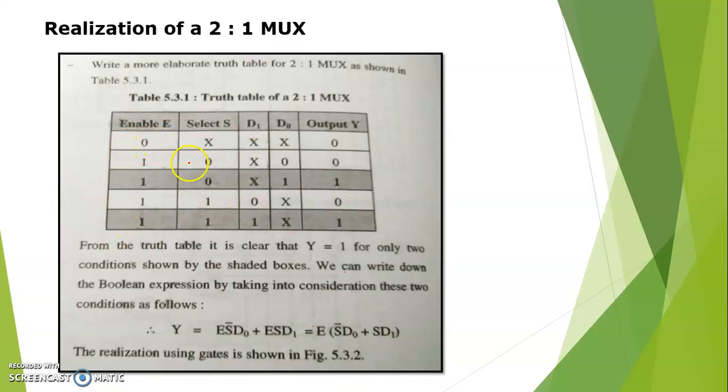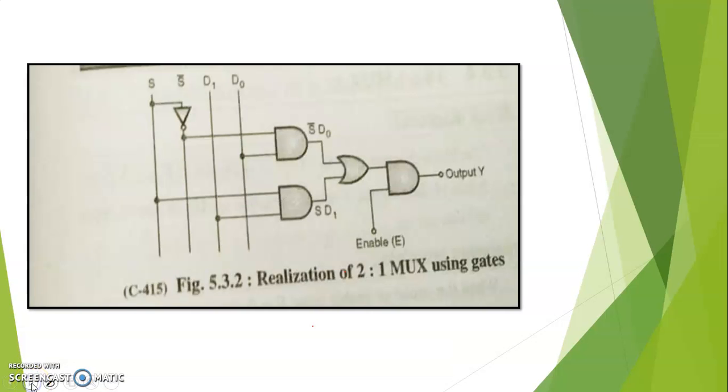When enable is 0, select x, the output is 0. When enable is 1 and select is 0, the output is D0. When enable is 1 and select is 1, the output is D1. This is a circuit diagram for the 2:1 mux using gates.